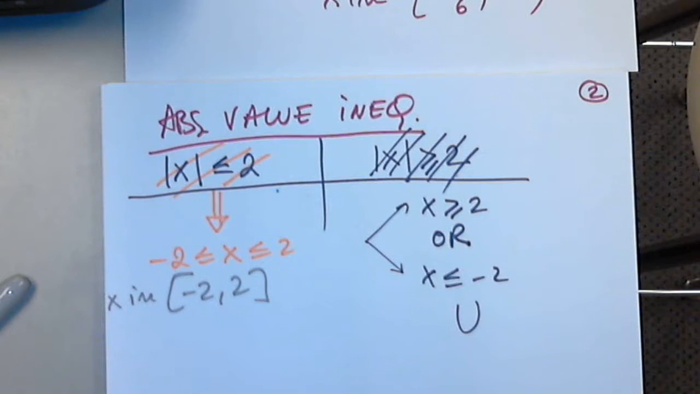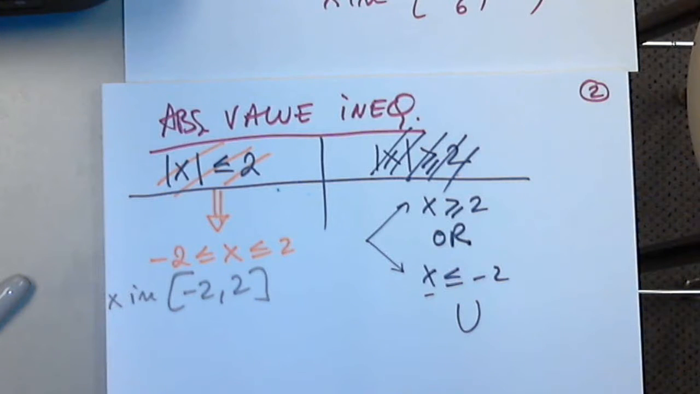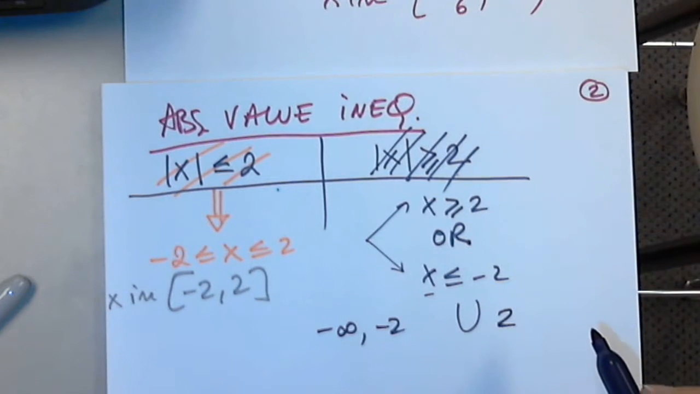Anyone, give it a shot. Is it just -2 union 2? So first, you're right, I have to start with this. So remember what we said. So I have to start over there. Negative infinity, awesome. -2. Very good. 2. Good. Now I have to establish what?